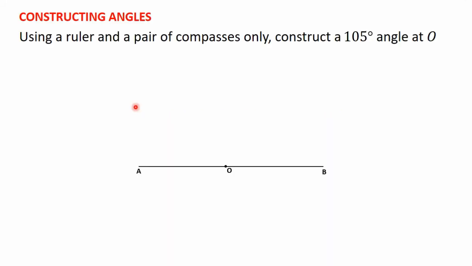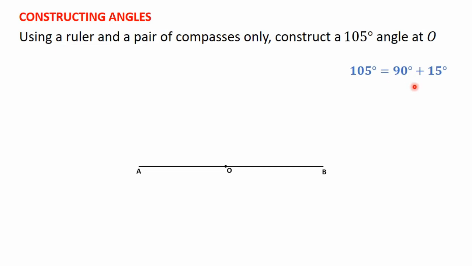Let's start. We have a question here. It says that using a ruler and a pair of compasses only, construct a 105 degrees angle at O. So we have the line AB here, and this is point O, which falls on the line AB. We are going to construct the 105 degrees angle at point O. 105 degrees is equal to 90 degrees plus 15 degrees. We have learned how to construct both of these angles in the previous videos.